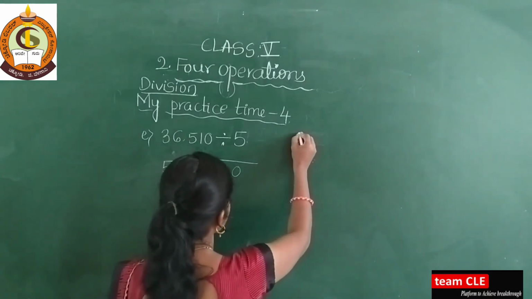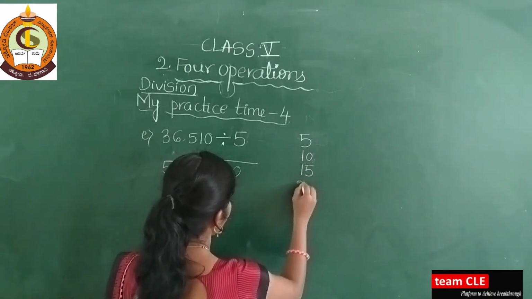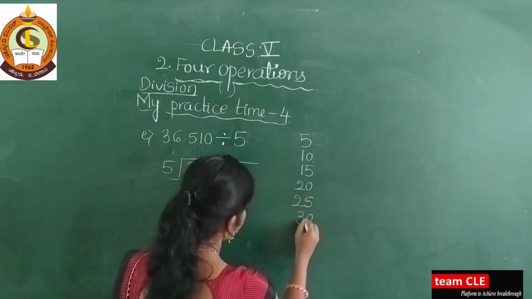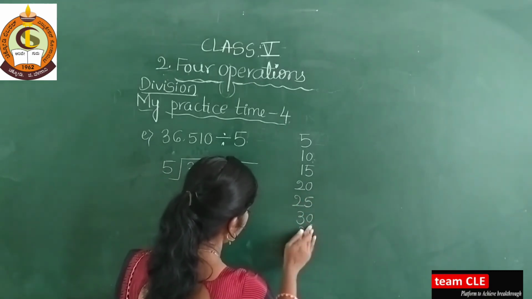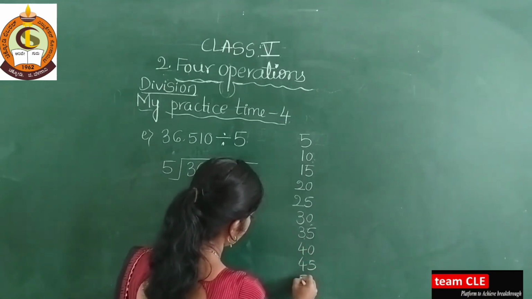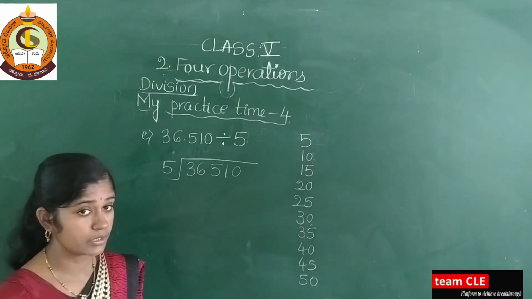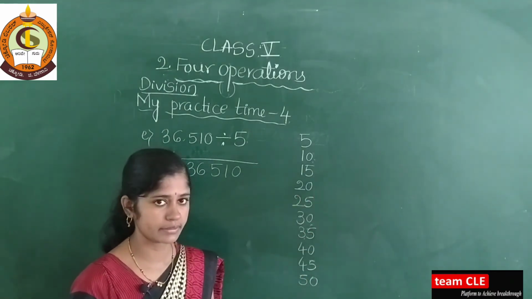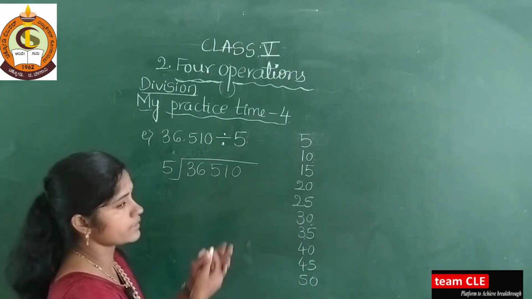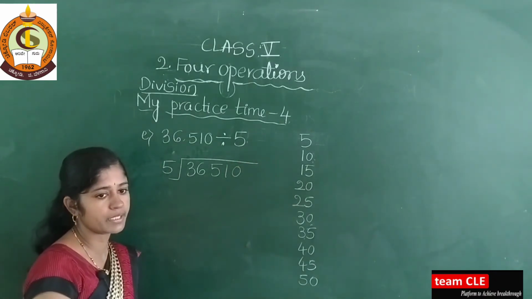Here is the 5 table: 5 ones are 5, 5 twos are 10, 5 threes are 15, 5 fours are 20, 5 fives are 25, 5 sixes are 30, 5 sevens are 35, 5 eights are 40, 5 nines are 45, 5 tens are 50. While solving examples, it's better to write the tables like this. So see here, 36,510 is the dividend.